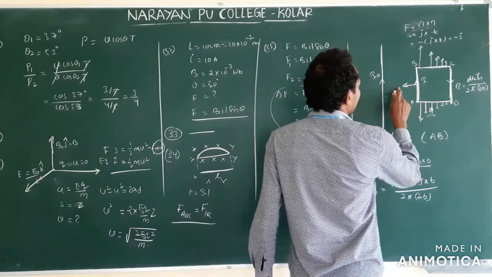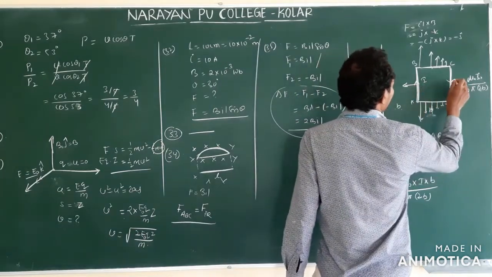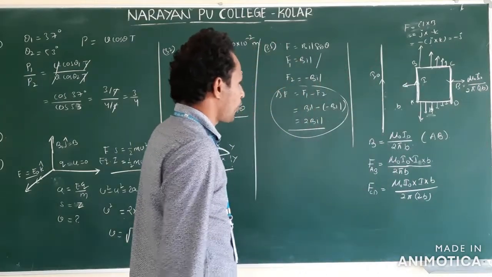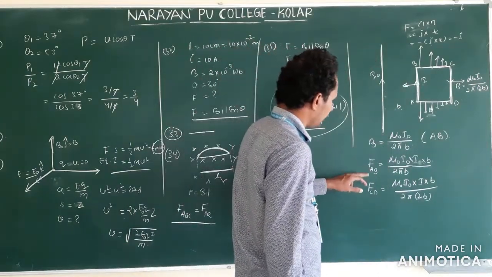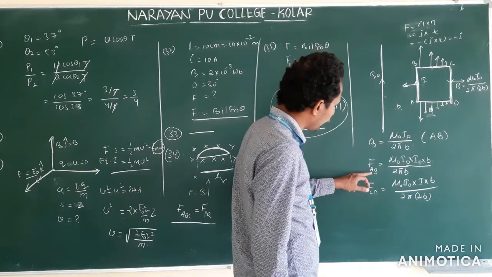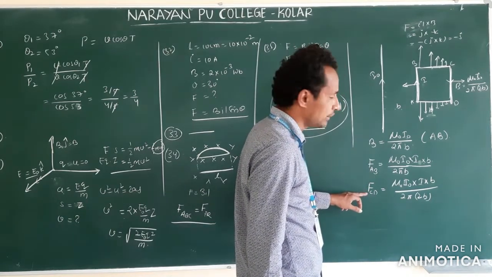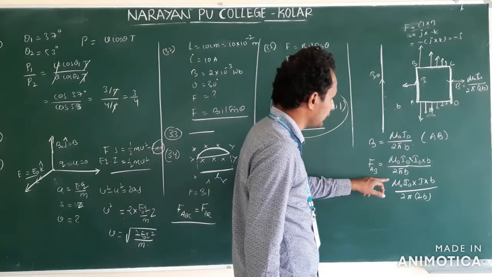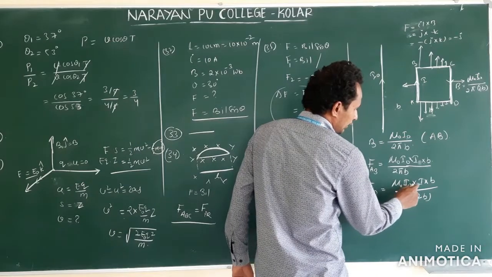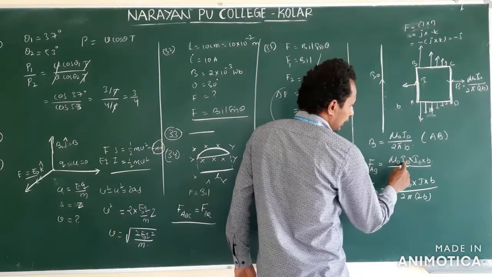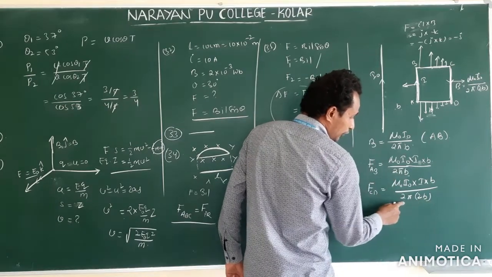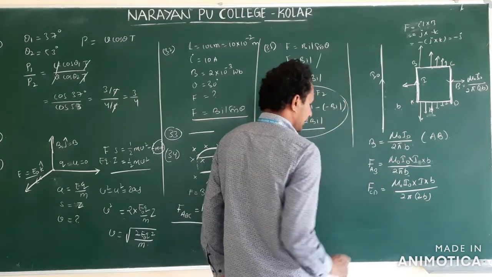Now, here it attracts. If the current direction is reversed, then this will move away. Now, we have two forces, FAB and FCD. Clear? FAB and FCD are there. In this, which force is greater, that we need to find. See, mu naught I naught IB, mu naught I naught IB. Here we have 2 pi B, here we have 4 pi B. Which is greater? This is greater.